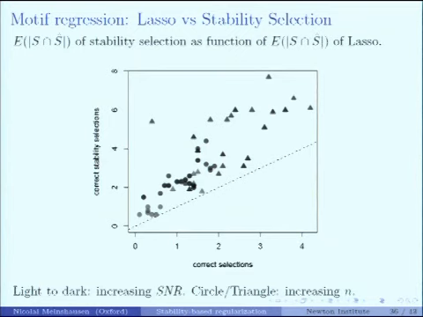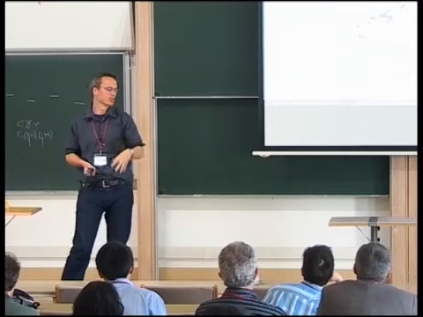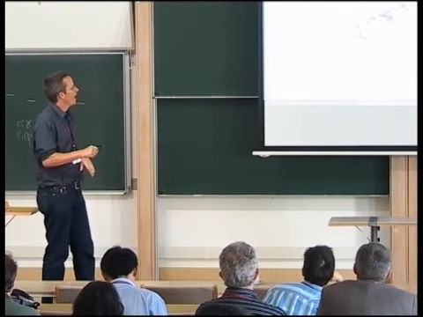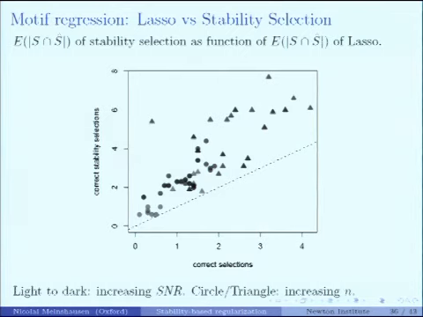What is the number of the correct selections you have, for example, in this case with the lasso, versus the number of correct selections you have with stability selection. And you see you always get at least as many correct selections with stability selection. So it tells you you get a better ranking, at least for these cases, than you get with the original procedure. And the different circles here are for various signal to noise ratios, various sparsities, different sample sizes n, and so on. It's always the same picture.